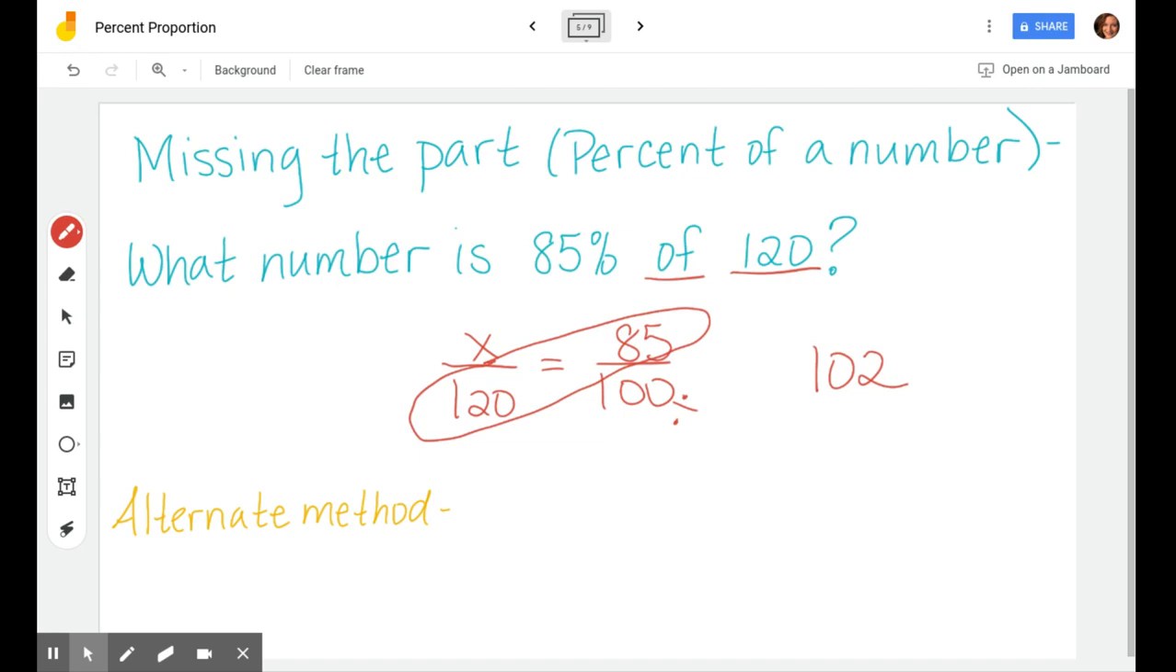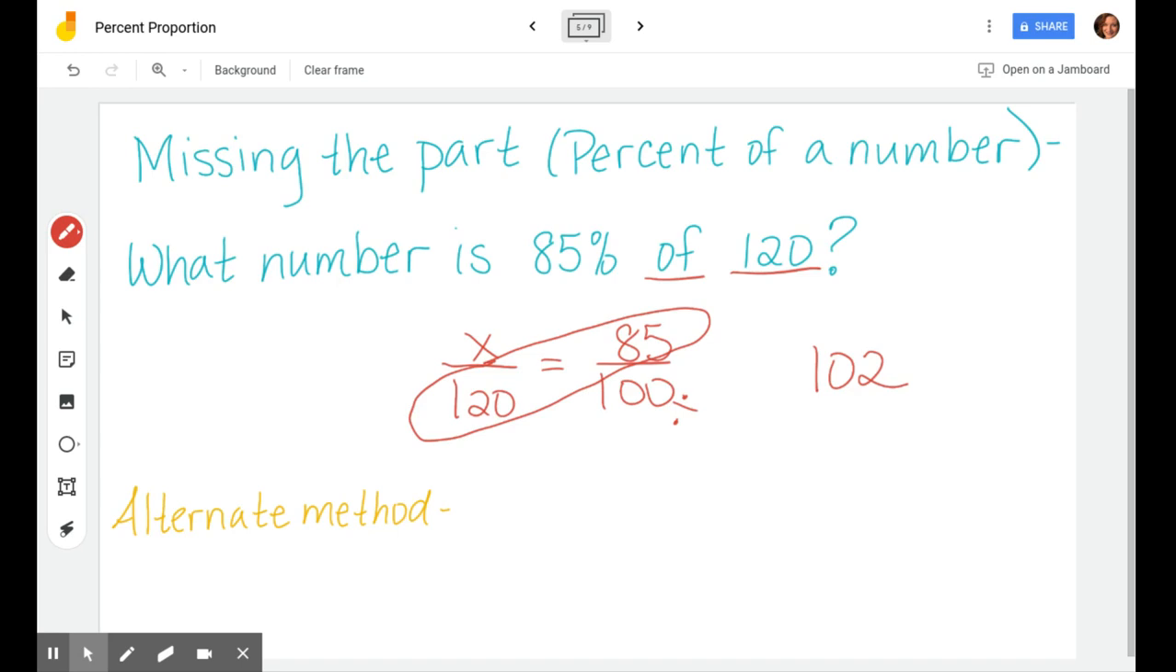If you think about it, 85%, that's not too far off from being the whole thing. The whole amount would be 100%, right? So 102 out of 120, that's not too far from being all of it. So I think that makes sense for 85%.